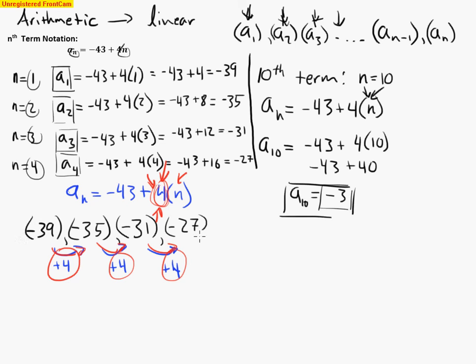But if you're confused by anything, just go ahead and do it the old school way. Plug in first. Always plug in numbers 1, 2, 3, and 4. And you'll always find whatever term you want all the way out to negative 3. And we keep going this way.